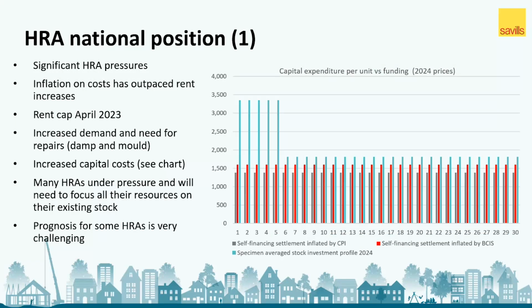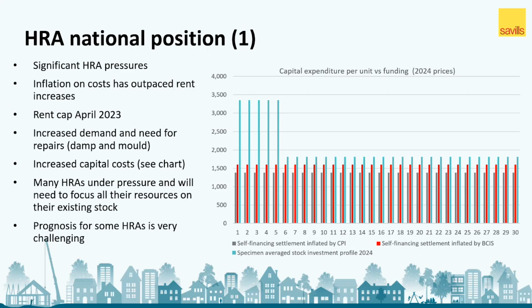So in the national HRA position, we have significant pressures on the HRA. Inflation on costs has outpaced rent increases. We had a rent cap last year, of course. We've got increased demand and need for repairs, particularly on damp and mould, and we've got increased capital costs.